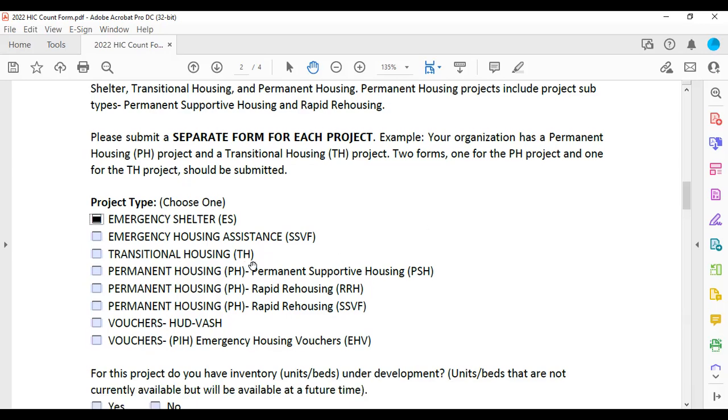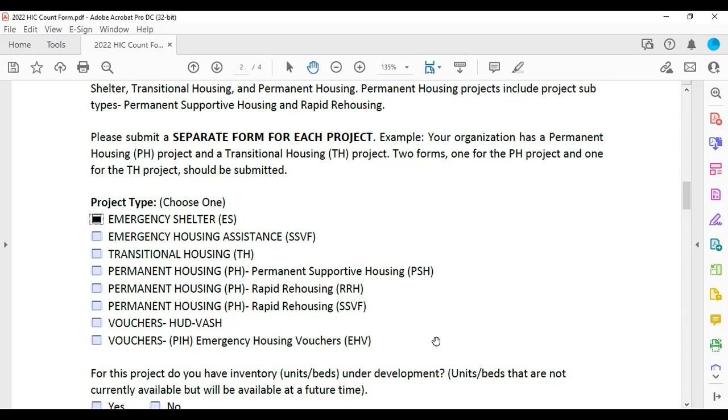So we also have transitional housing. We have different types of permanent housing. We have permanent supportive housing, we have rapid rehousing, and we have rapid rehousing which is SSVF. We have vouchers that are HUD-VASH. We have vouchers that are emergency housing choice vouchers.